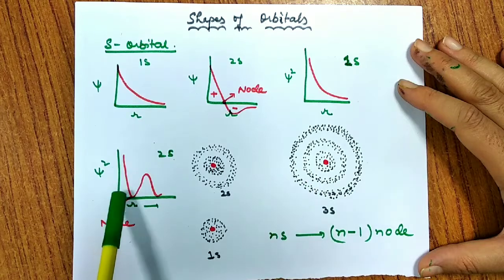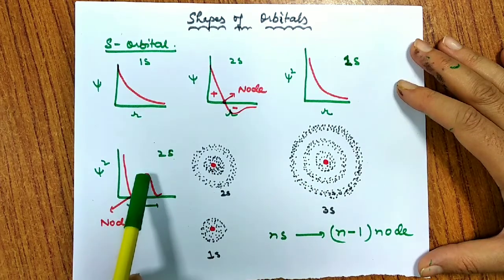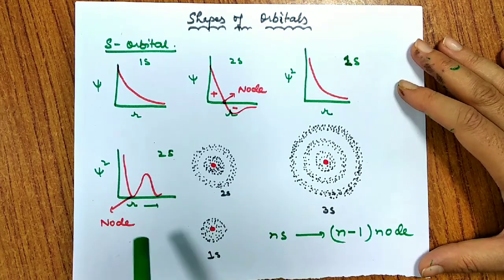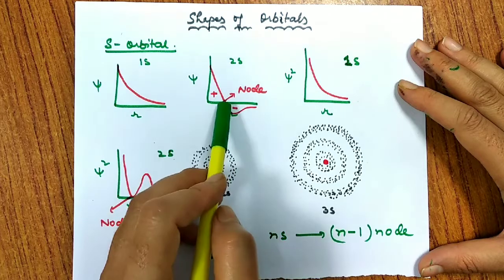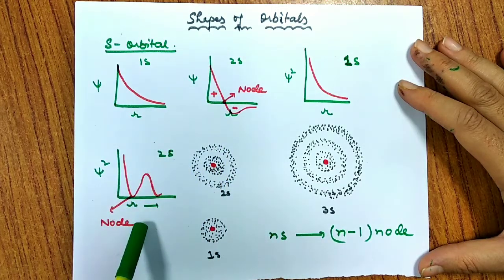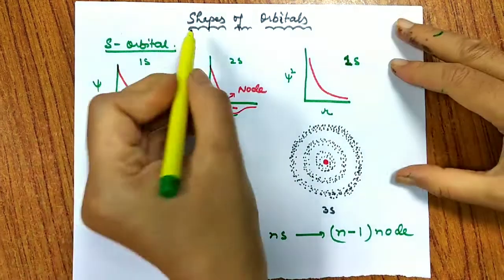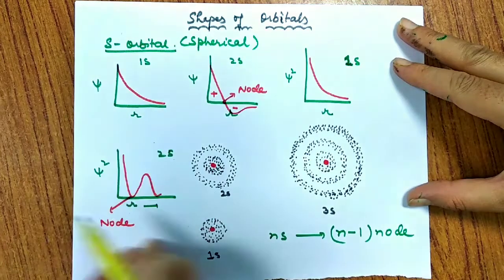So its density first is maximum, then decreases, reaches 0, again increases, decreases, reaches 0. So it tells us about the number of nodes. So this is how in the case of 2s we have one node, which can be represented from the psi versus r and psi square versus r graph. So this is about the shape of s orbital. So first thing we can say that s orbital is spherical in shape, and that we come to know using these graphs.